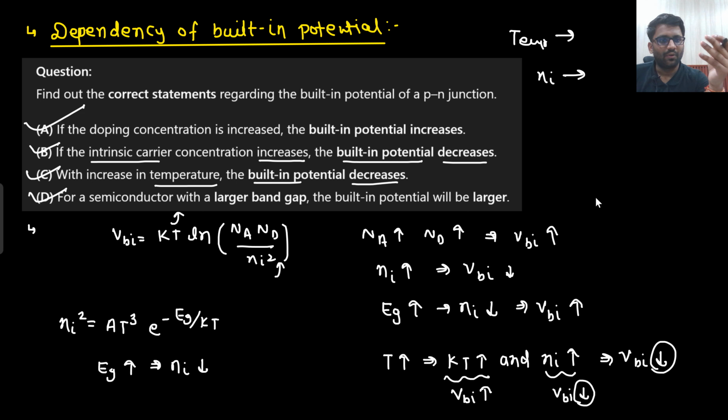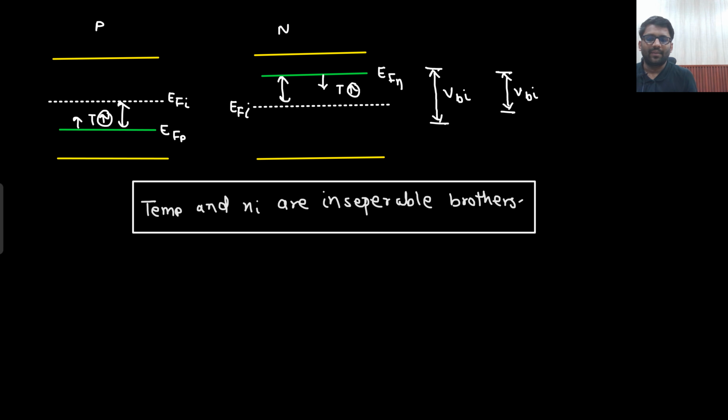Okay. Doping more, what does that mean? Built-in potential would be more. Ni more, that means built-in potential would be less. Temperature more, built-in potential would be less. And larger band gap means Ni would be lesser. If Ni is more, that means built-in potential will be large. All good? All fine? And from this, the important conclusion is this much.